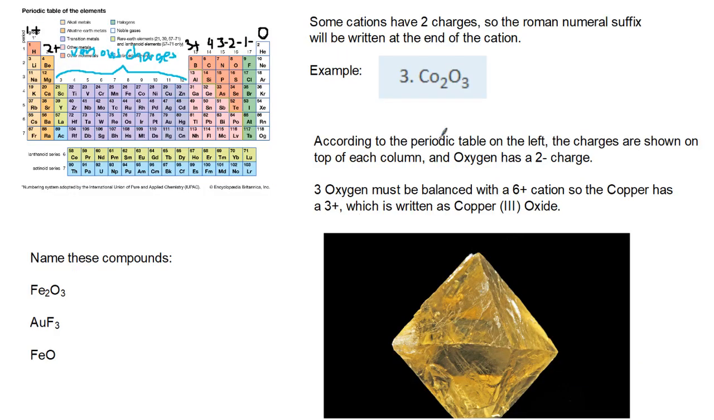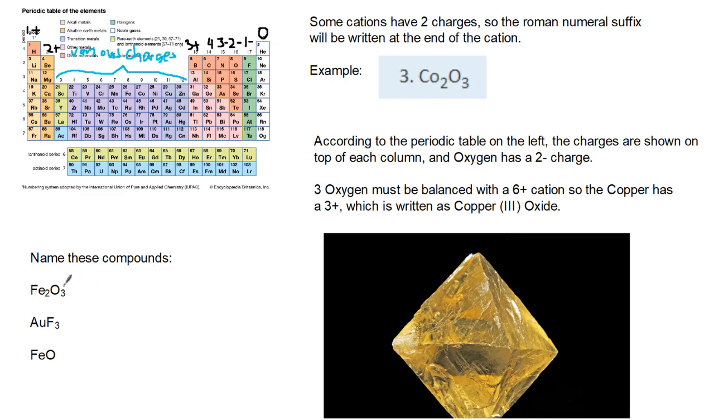Next, some cations have 2 charges, right? So the Roman numeral is written at the end of the cation. I already told you, copper 3 oxide means the oxide has 2 minus charges and the copper has 3 plus charges. So we only need 2 coppers and 3 oxygens, but copper is first, right? Copper has 3 plus charge, so it's named copper 3 oxide.